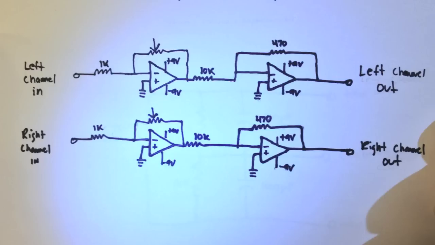So for our first op amp, the maximum gain, since we have a potentiometer on the top, is about 50, whereas on the secondary op amp, the gain is 0.047. The overall gain of our amplifier is about 2.35.